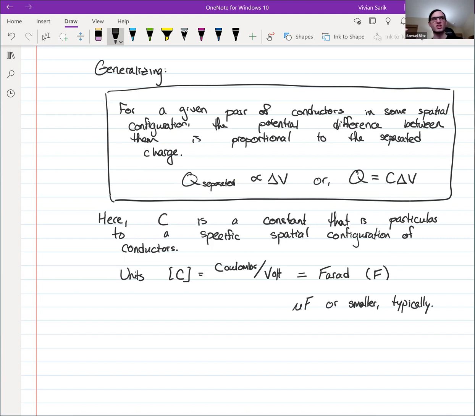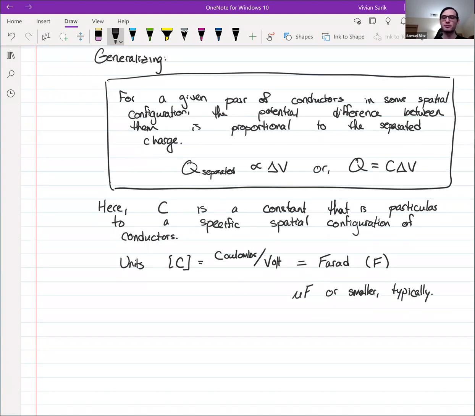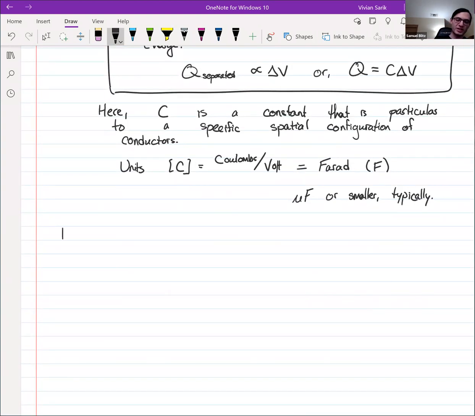There are such things as supercapacitors, which can have multi-farad capacitance, which is what the C stands for, but they're not very common yet. All right, so let's talk about capacitors then. We're going to talk about the simplest capacitor that you can imagine, a parallel plate capacitor.